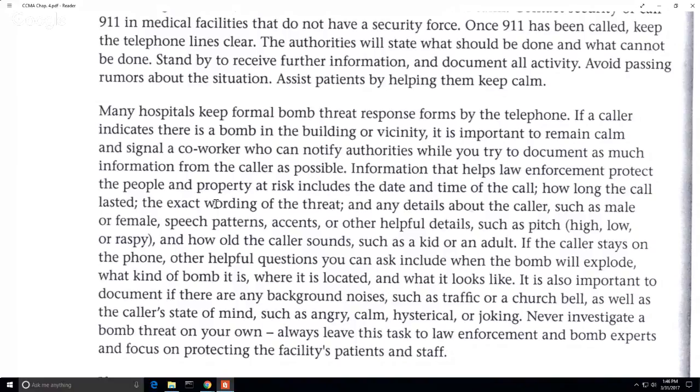Never investigate a bomb threat on your own. Always leave this task to law enforcement and bomb experts and focus on protecting the facility's patients and staff.